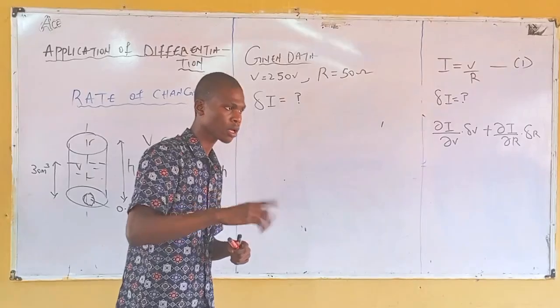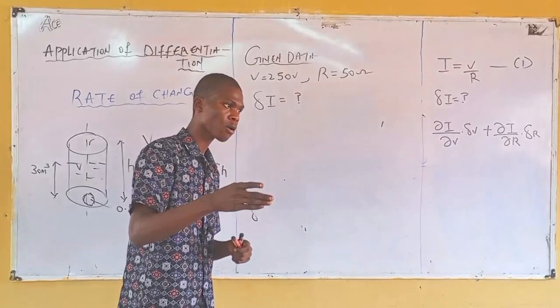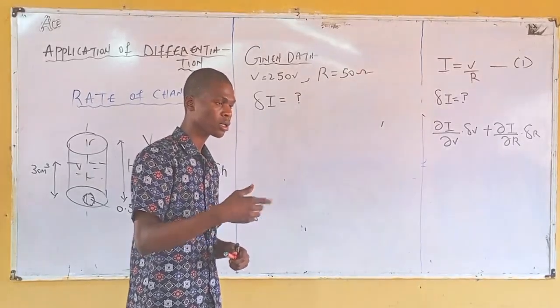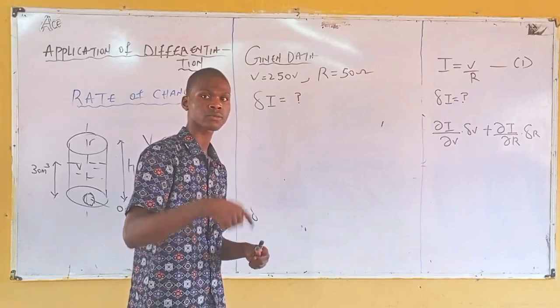Okay? In volts, resulting from an increase of 1 volt. Okay? In volts and in ohms, an increase of 0.5 ohms in R.